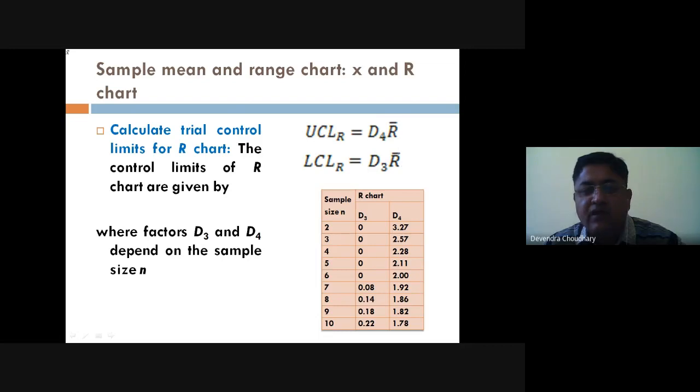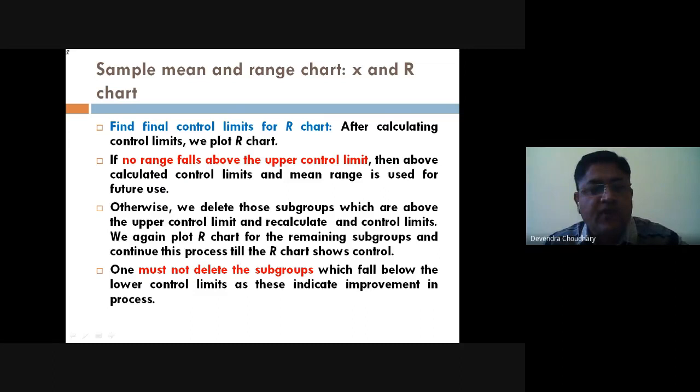R bar we have already calculated for near about 25 or 30 subgroups. So we put the values of R bar and D3, D4 and we calculate the upper control limit and lower control limit. After calculating control limits, we plot R chart. If no range falls above the upper control limit, then the above calculated control limit and mean range is used for future use.